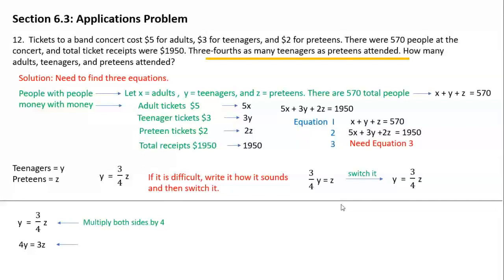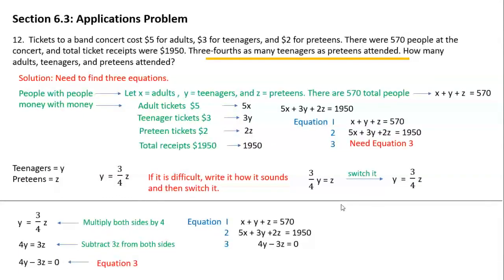But to make it a little easier for us to solve, let's put it into more proper terms where all of our variables are on the left. To do that, I multiply both sides by 4, and then I subtract 3z on both sides. So I have 4y minus 3z equals 0. Now I have three nice equations that I can use, okay? That was my third equation. Here we go.